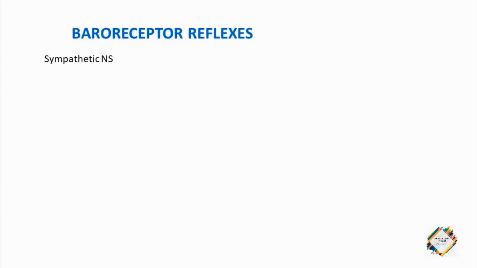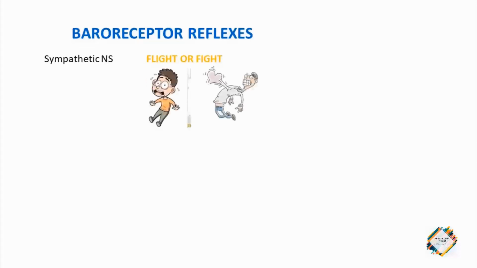For that, easy to remember, sympathetic nervous system, that is sympathy, emotions, that is the flight or fight response. So what usually happens when we are frightened or something dangerous is happening? Our heartbeat increases. That is usually happening in the sympathetic nervous system. The sympathetic nervous system is responsible for the rapid moment-to-moment regulation of the blood pressure.